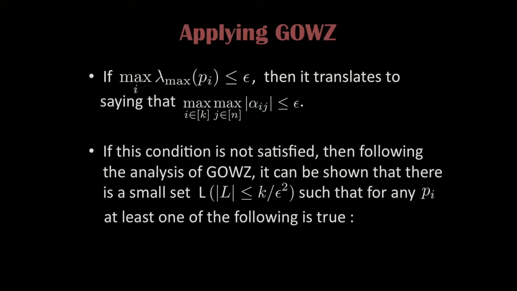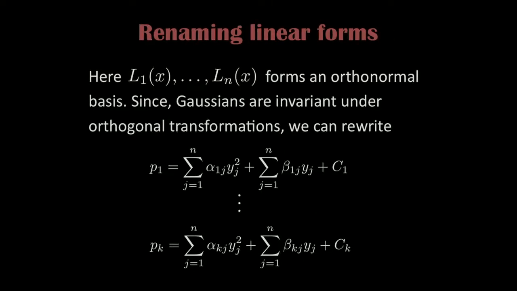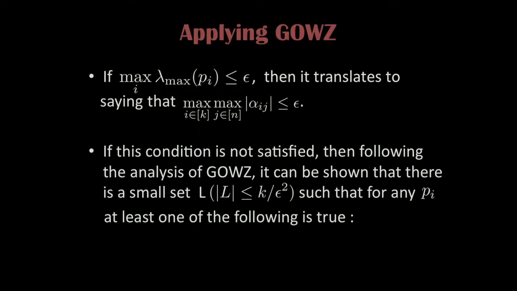And so now there are two conditions. If all the eigenvalues are small, that is, the maximum eigenvalues of all the Pi are small, that translates to just saying that all these alpha ij's are small. So then we already know we are done. If not, then following an analysis in this paper by Parikshit, Ryan, E and David, it can be shown that there is some sort of a decomposition you can do. That there is a small set of variables of size k over epsilon square such that for any Pi, at least one of the following is true.